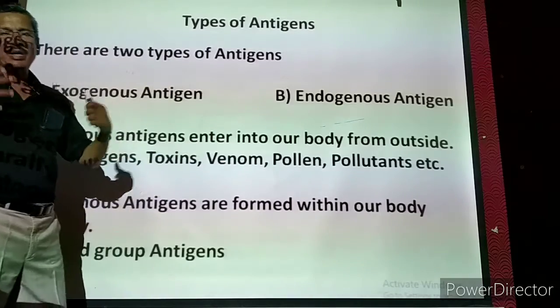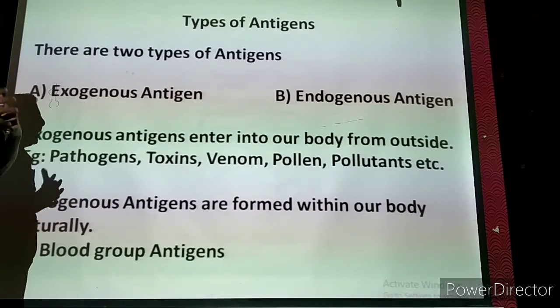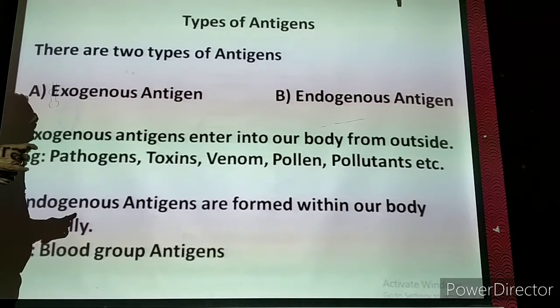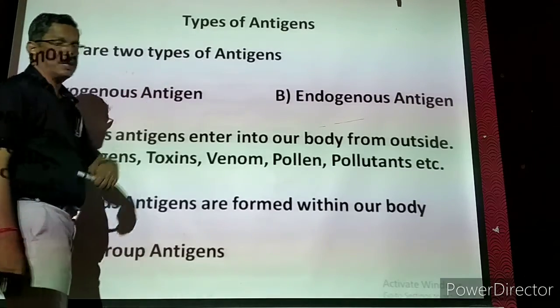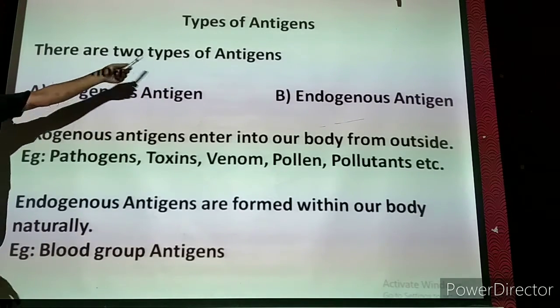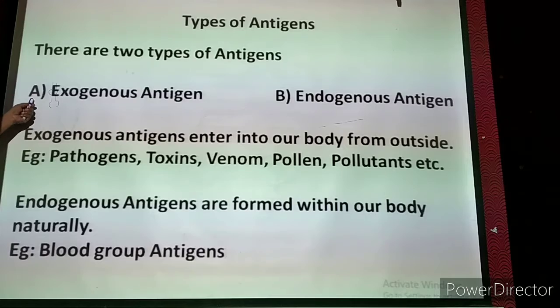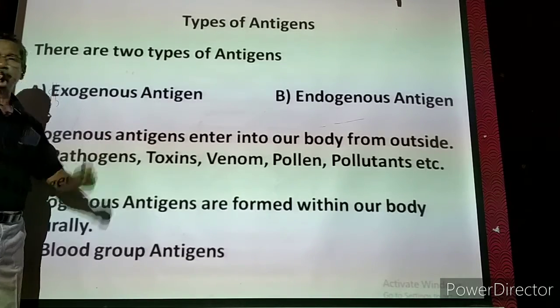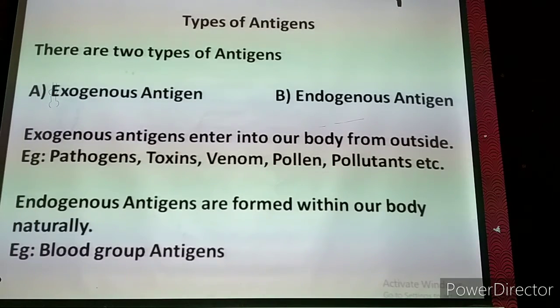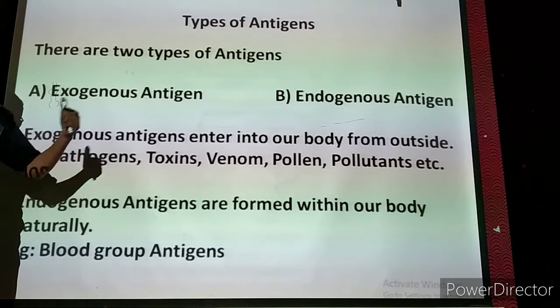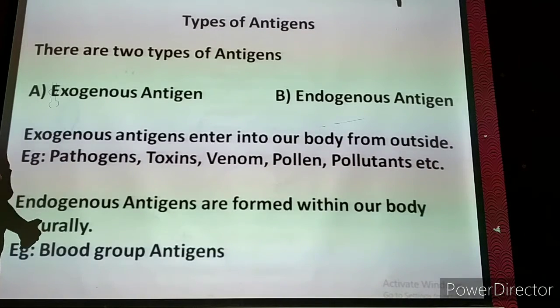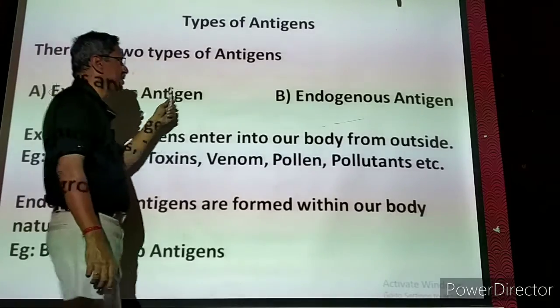Lots of foreign chemicals, foreign molecules are entering into our body, causing problems. They are called antigens. What are the various types? There are two types of antigens. The first one is exogenous antigen. Exogenous means these antigens are coming from outside into the body. From somewhere they are coming and entering into our body. Once they enter into our body, they are causing some problem. That is called exogenous antigen.